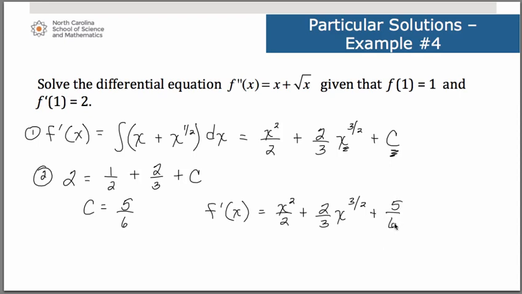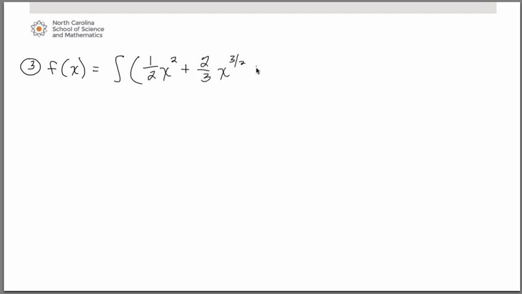But now we have to do the antiderivative again so we can arrive back at our original function. So our third step is that we will arrive at our original function by doing the antiderivative of what I had for my first derivative. That first derivative was 1/2 x squared plus 2/3 x to the 3/2 plus 5/6. Remember, we add 1 to our exponents. The 1/2 stays as our coefficient.